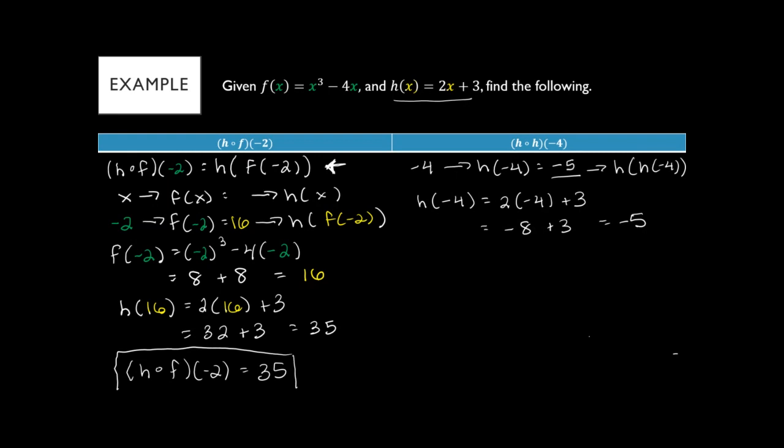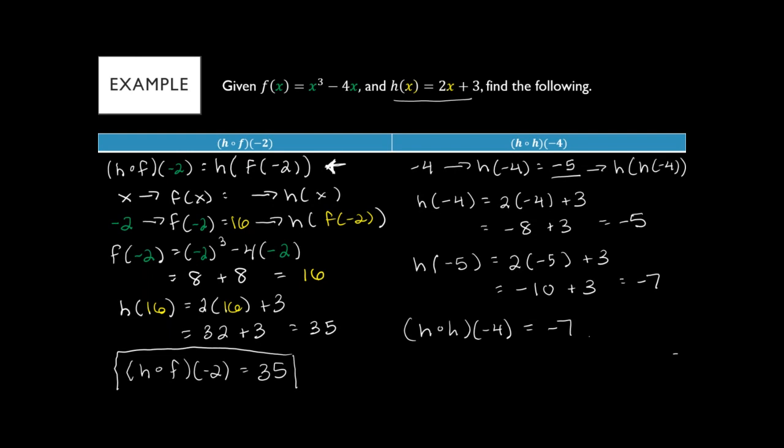Now, -5 is my output. That's what's going to go into H again, because we're composing H with H. So we're using the same function over. Now we're finding H of -5. That's going to be 2 times -5 plus 3, which is -10 plus 3, and that gives us -7. So H composed with H of -4, that final answer is -7.